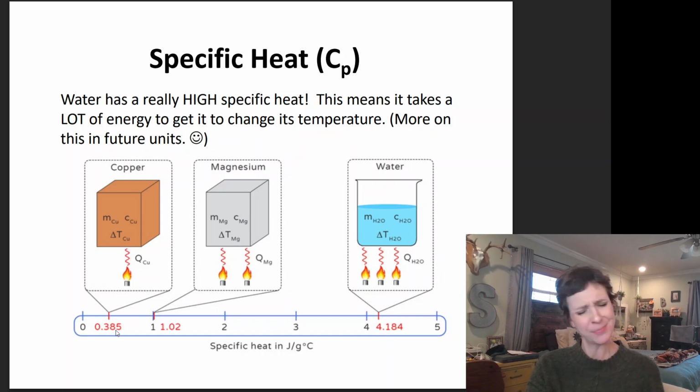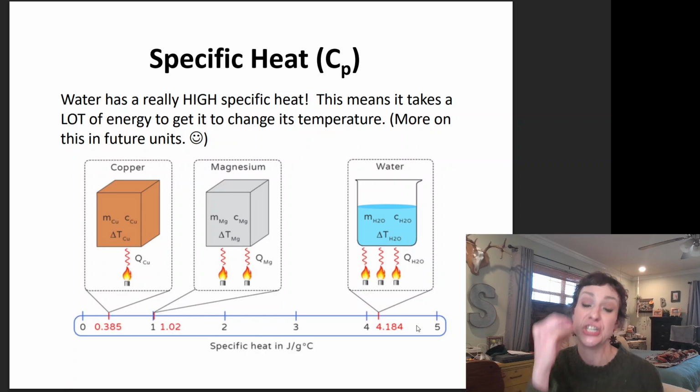And then down here I have some metals. Like copper has a specific heat of 0.385 joules per gram degree Celsius. And magnesium has a specific heat of 1.02 joules per gram degree Celsius. Okay, that means that not that much energy is required to raise their temperatures up, right? Versus water is going to take a little bit more time and energy input for it to show a temperature change.